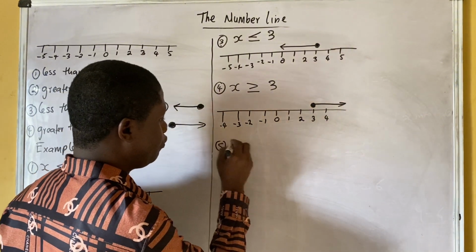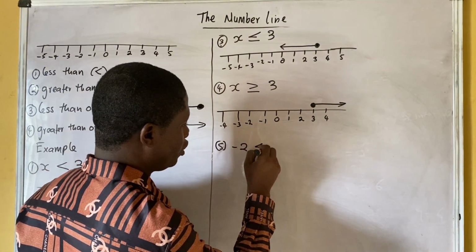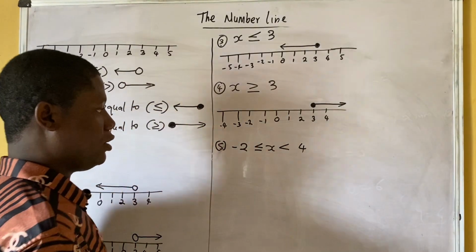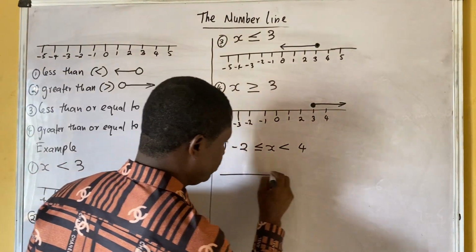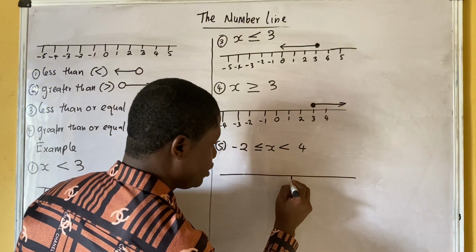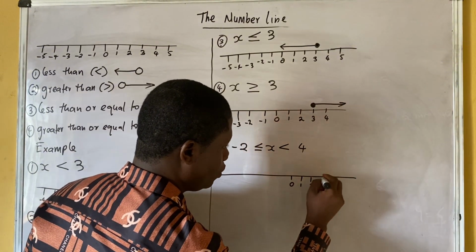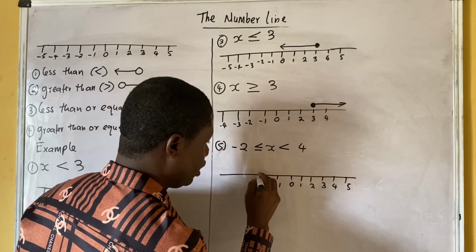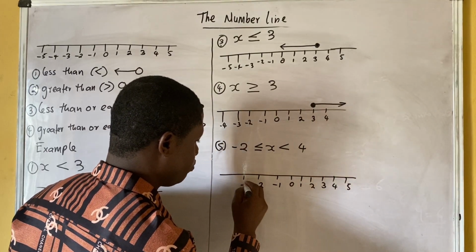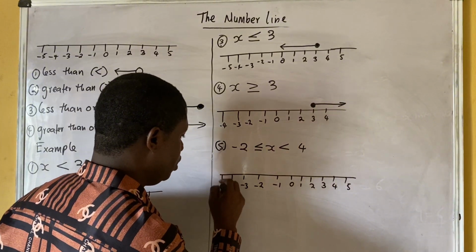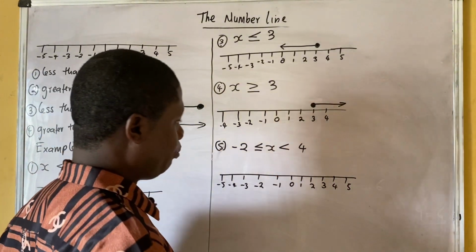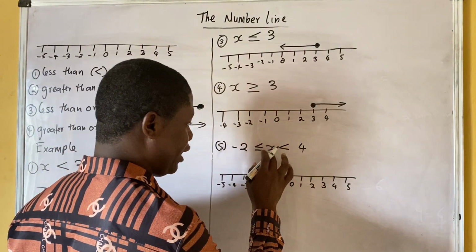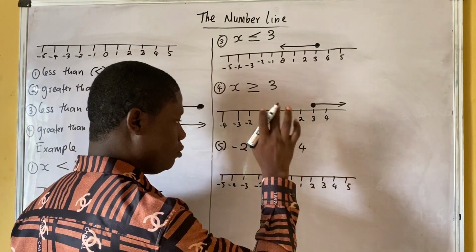So let's look at the fifth one. What if you have minus 2 is less than or equal to x less than 4? How do we represent this? So we have our number line. Here is 0, here is 1, here is 2, here is 3, here is 4, here is 5, here is minus 1, here is minus 2, here is minus 3, here is minus 4, here is minus 5. You can continue the numbering. So here we have minus 2 is less than or equal to x is less than 4.